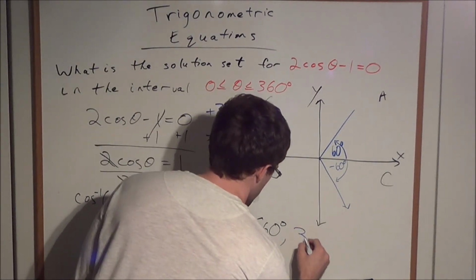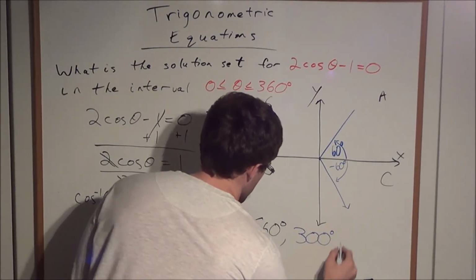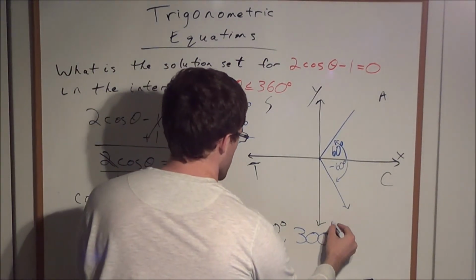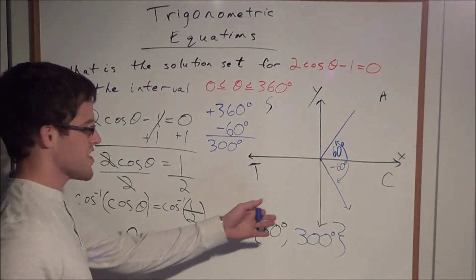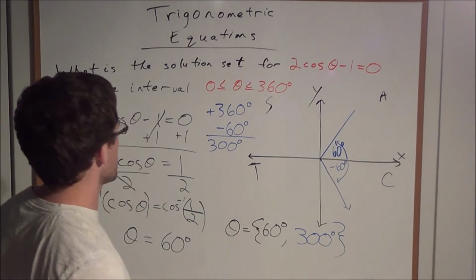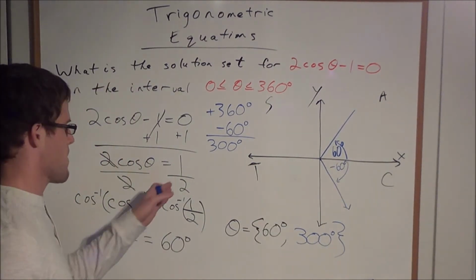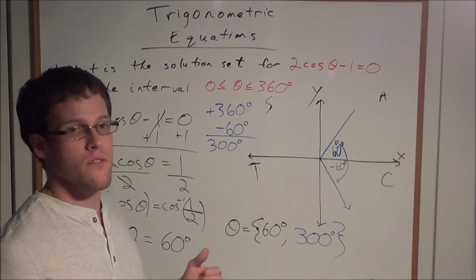So the rest of our solution set, we're going to go ahead and write in 300 degrees. And if you have a TI-83 calculator, you could go ahead and punch in cosine of 60 and cosine of 300, and you should get a positive 1/2 for both of those.